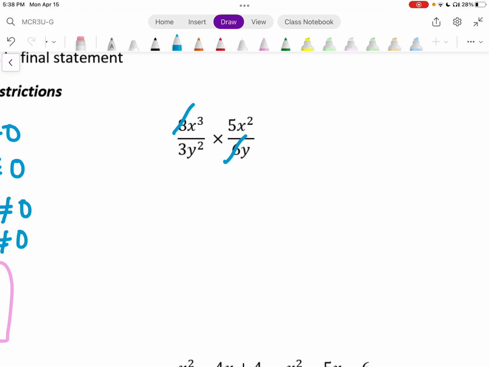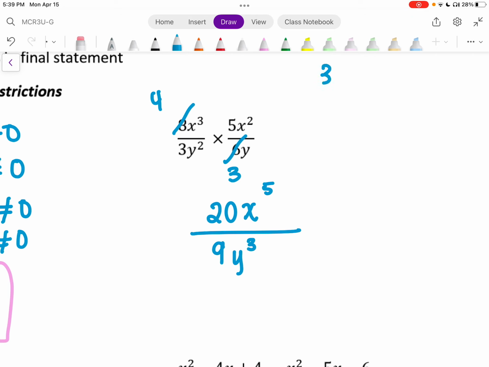So here I'm going to take this, reduce this to 4 and 3. I can't really do anything with the 3 and the 5, so I'm going to leave them as is. So 4 times 5 is going to give me 20. X squared times x cubed is going to give me x to the power of 5. And then again, 3 times 3 is going to give me 9. Y squared times y is going to give me y cubed.